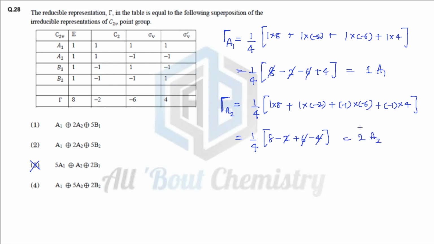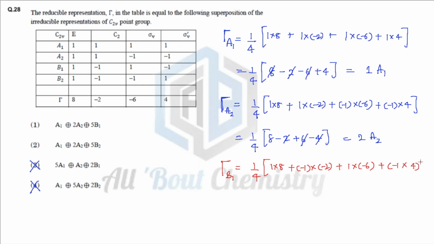Okay, so a2 will be 2 times, so now you can cancel out option 4 as well. So either option 1 is correct or option 2 is correct. Now you have to check the other term. Let's check for b1. So we'll be doing it for lambda b1, and that is going to be equal to 1 by 4, and in the bracket I'll be having 1 into 8 plus minus 1 into minus 2 and plus 1 into minus 6 plus minus 1 into 4.